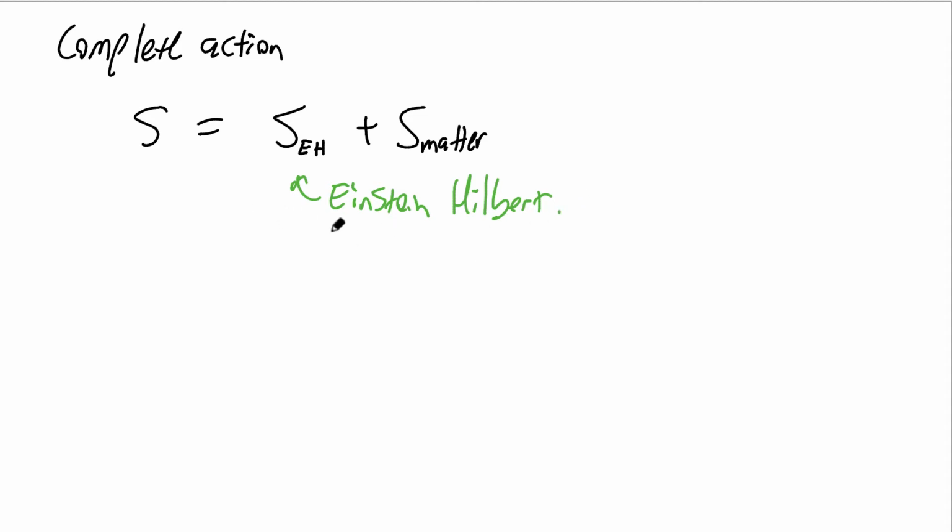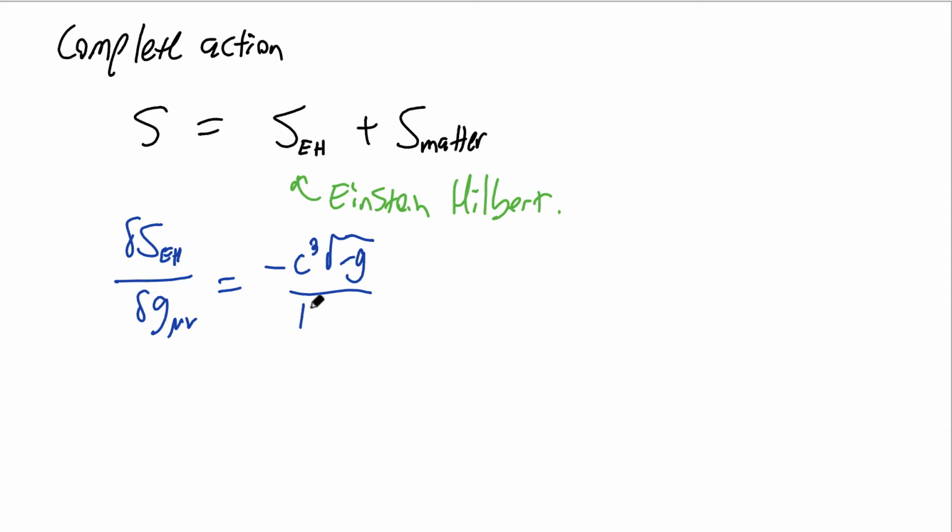So I'm not going to discuss the Einstein-Hilbert action now. I'll save that for a later lecture. But let me just state that the functional derivative of the Einstein-Hilbert action with respect to the metric is equal to minus c cubed times the square root of minus g divided by 16 pi times Newton's constant big G times the Einstein tensor.